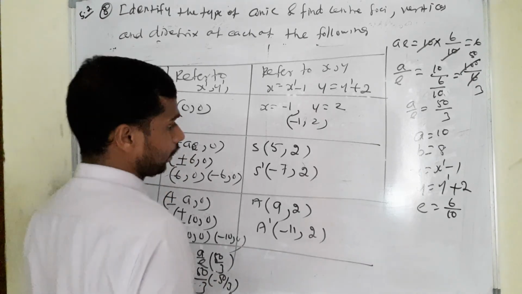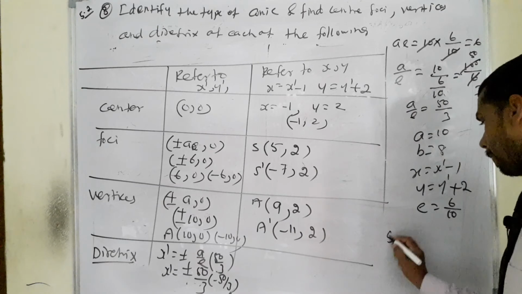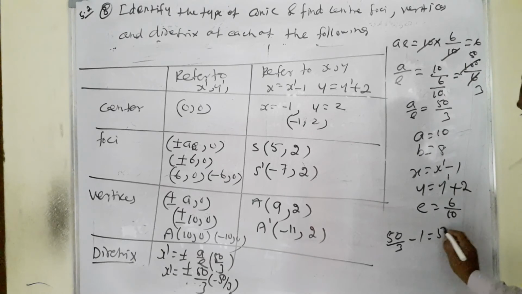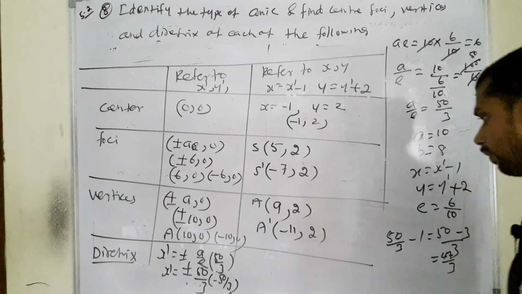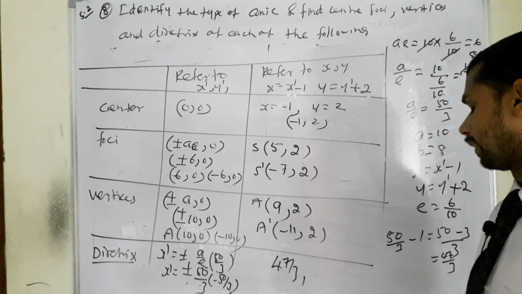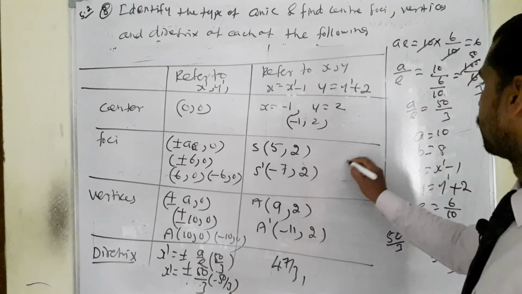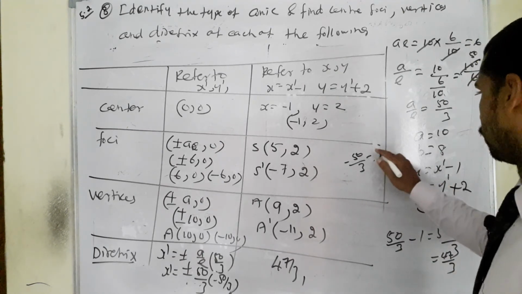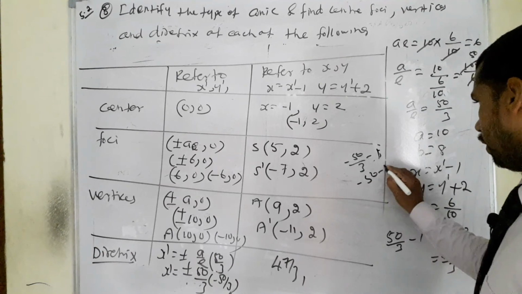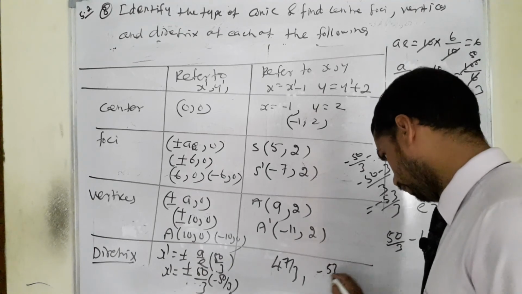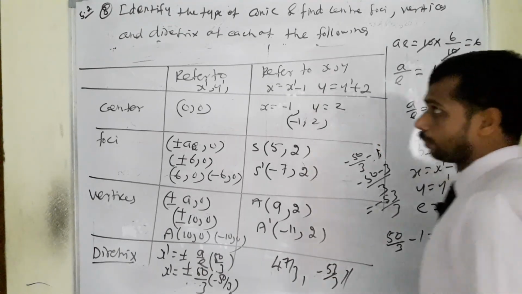So positive 50 by 3 means positive 50 by 3 minus 1. Therefore 50 minus 1 into 3 means minus 3 divided by 3, which is equal to 47 by 3. First one, positive 50 by 3 means 47 by 3 x term. If negative 50 by 3, minus 1, so negative 50 minus 3 divided by 3. Therefore negative 53 divided by 3. This is the directrices, okay. Subdivision 2 is also over.